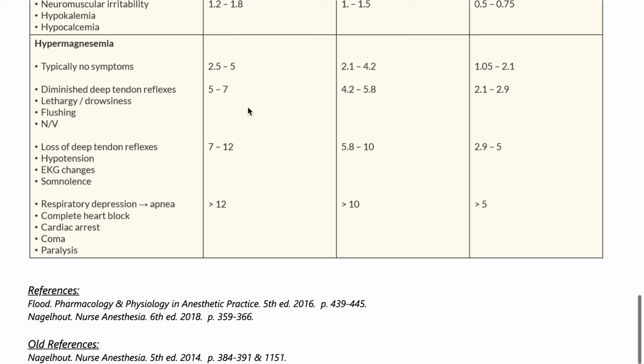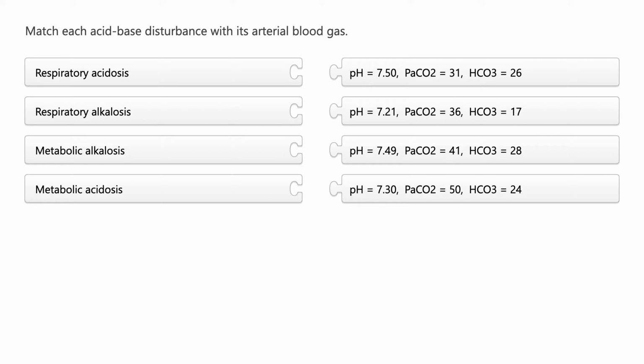And you have diminished deep tendon reflexes, lethargy, and drowsiness, flushing, and nausea, vomiting. And this is all with a level of 5 to 7 milligrams per deciliter. From 7 to 12 milligrams per deciliter, you have a loss of DTRs, hypotension, EKG changes, somnolence. And greater than 12 equals respiratory depression leading up to apnea. You can have complete heart blocks, cardiac arrest, comas, and paralysis. And that concludes our talk on electrolytes.